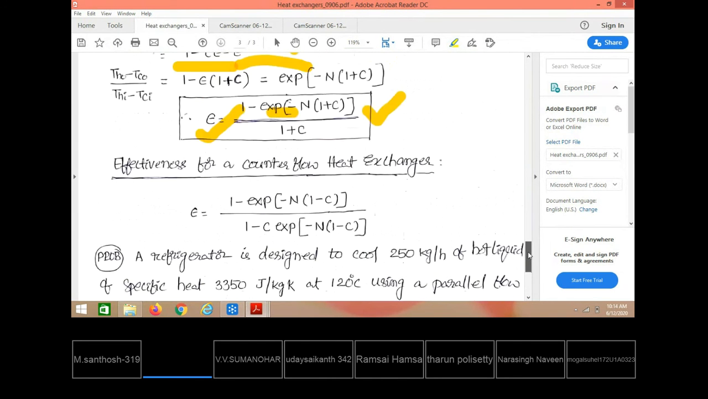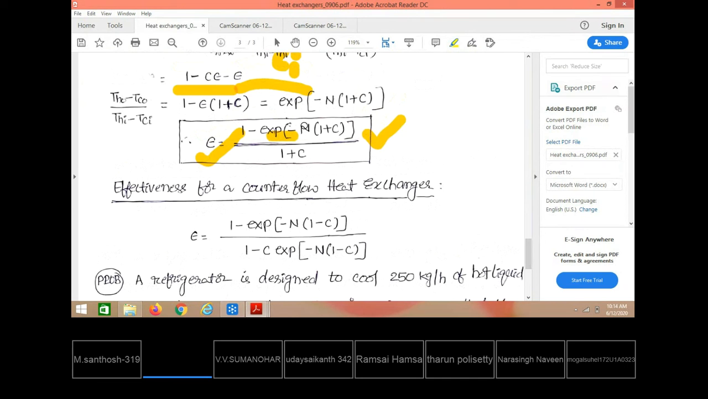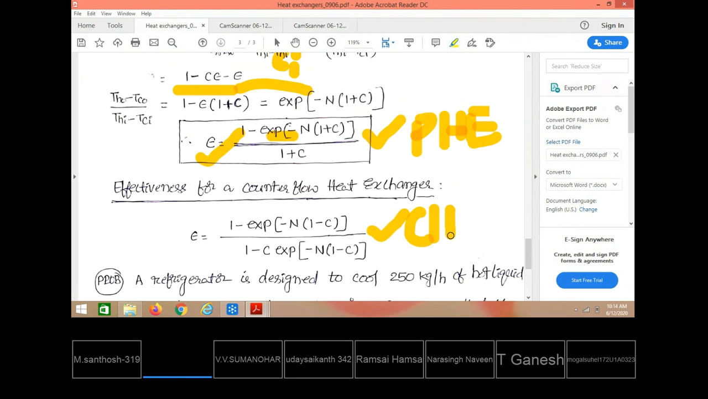Similarly for a counterflow heat exchanger, this is the analytical method of getting the effectiveness value for a heat exchanger. The first one is for a parallel flow heat exchanger, and this is its effectiveness relation. Next, following the same procedure, we can also get it for a counterflow heat exchanger. This is the counterflow heat exchanger, and its effectiveness value is written here.